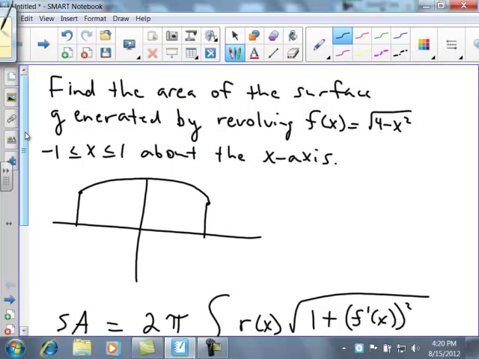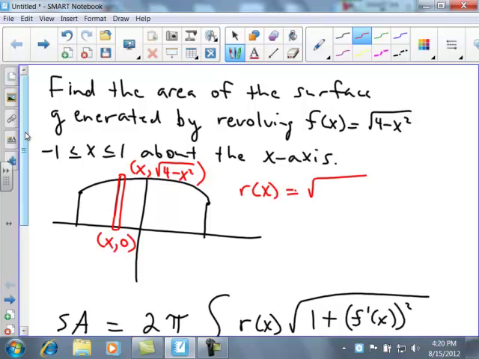Alright, so back up here with my picture. I need to find r of x. Since we have a horizontal axis of revolution, I'm going to draw my rectangles in here, which this rectangle here is just going to represent the distance that I am from my axis of revolution. So the top of this rectangle is just a point on my curve here, which is x comma, and then my y value is the square root of 4 minus x squared, and the bottom here is some x value and my y value is 0 because that's my axis of revolution. So my distance that I am, r of x, is just the square root of 4 minus x squared. So that's the first piece that I need in my problem down here.